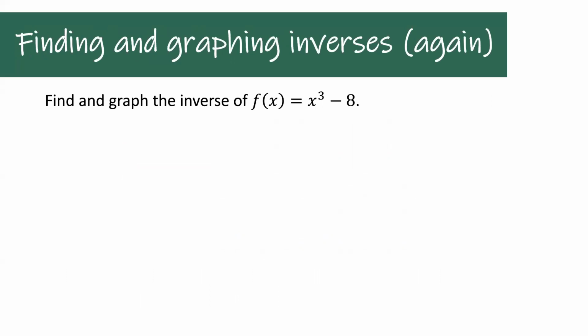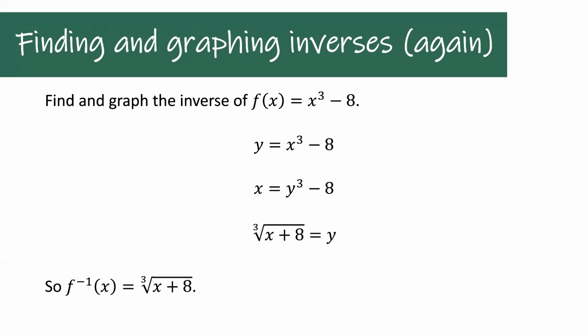Okay, so let's look at the solution. First, we're going to say y equals x cubed minus 8. We're going to switch our x and our y, and we're going to solve for y. This is going to give us y equals the cube root of x plus 8. That means that f inverse is the cube root of x plus 8. So there's our algebraic answer.